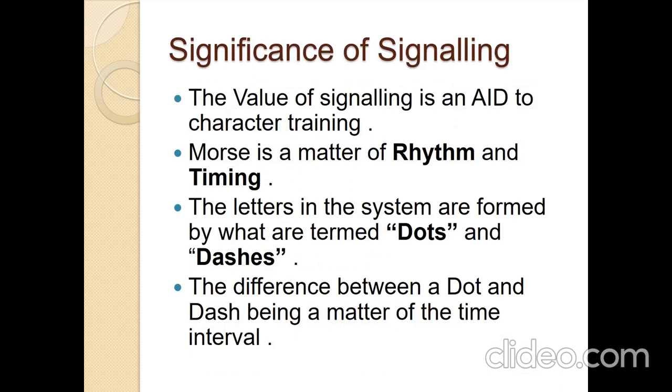Significance of signaling. The value of signaling is an aid to character training. Morse is a matter of rhythm and timing. The letters in the system are formed by what are termed as dots and dashes. The difference between a dot and dash is a matter of the time interval.